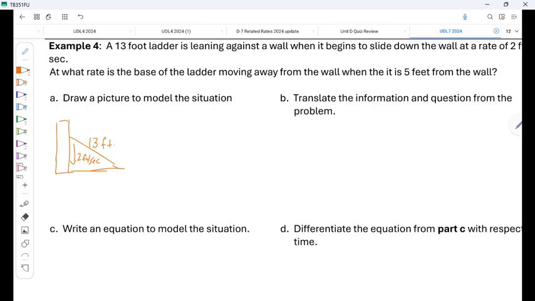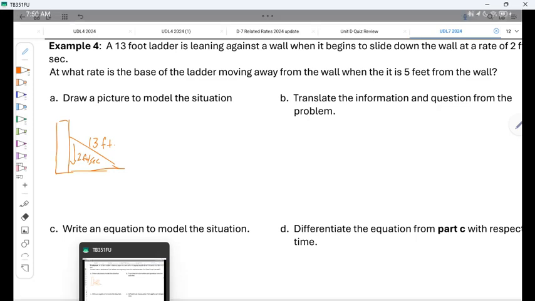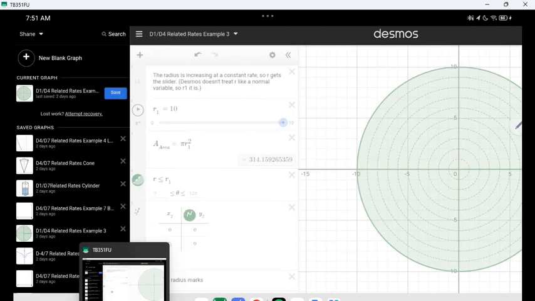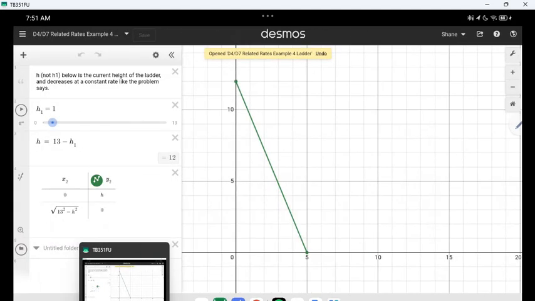Let's take a look at what I have in Desmos. This is probably the boring one of the group. There wasn't too much to draw here, but it's this one. That green line represents my ladder. I think I did a better job. If it's a 13-foot ladder and it's 5 feet from the base, I think it's going to be a lot steeper than I have it drawn in our picture.